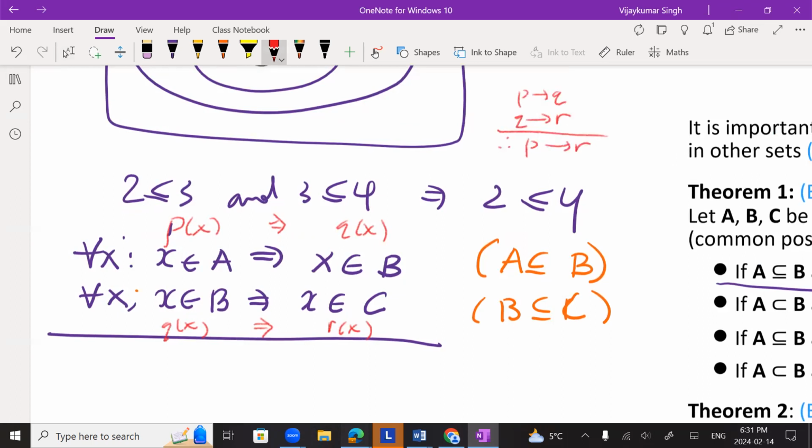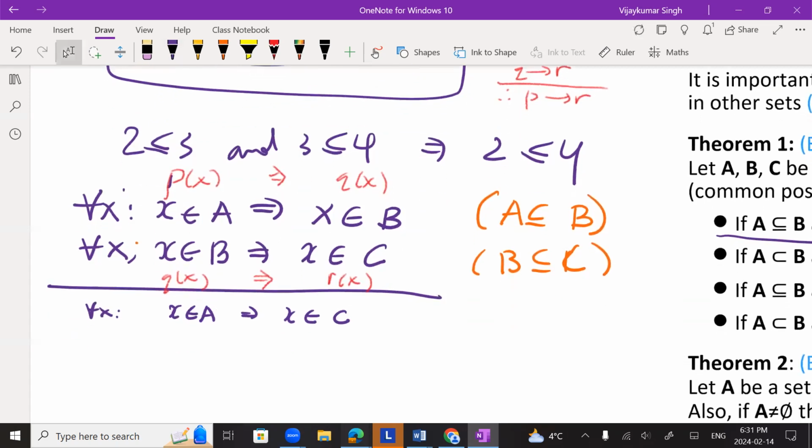So from there we can get, therefore for all x we get P(x) implies what? Or in this statement, it would be for all x, we have x belongs to A implies x belongs to C. Or in other words, if you want to convert it into set theoretical setups, it's going to be A is a subset of C.